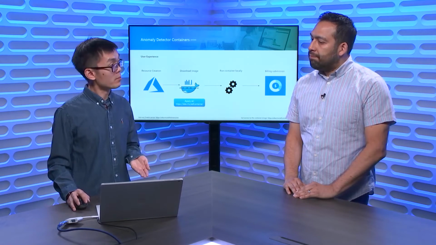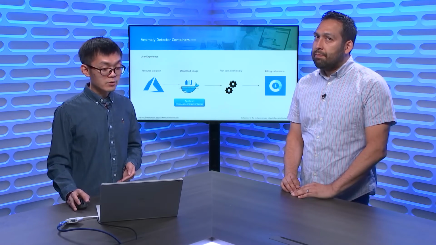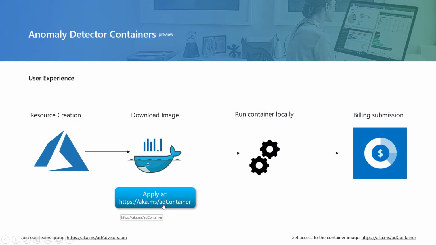That's pretty cool. Yes. So with the resource, the second thing you want to do is to download the image because it's a container image. As we speak, the container image is not on Docker Hub, not on MCR, Microsoft Container Registry yet. We actually hosted it in a private Azure Container Registry. And so you need to go to this URL, aka.ms/adcontainer, to apply for the credentials to access it.